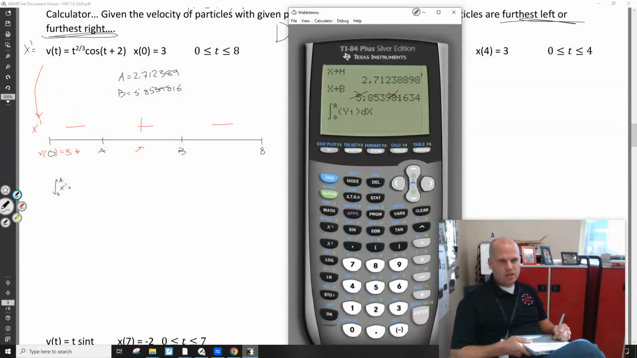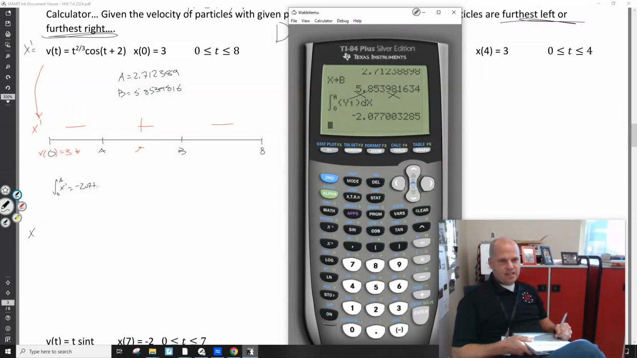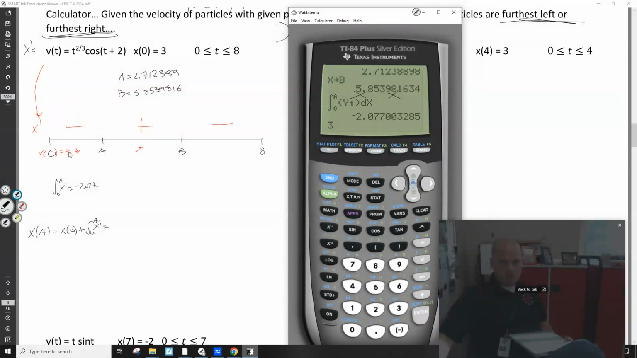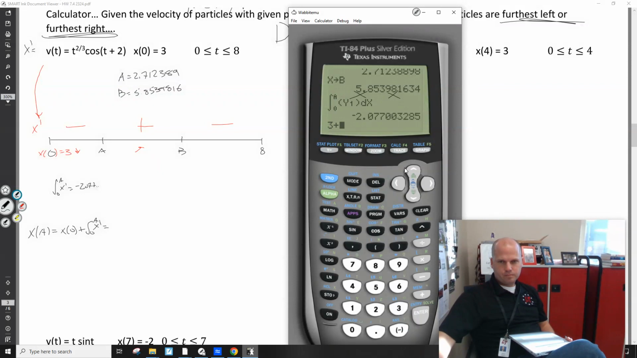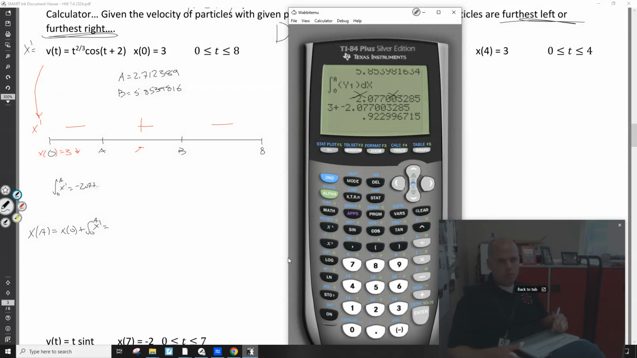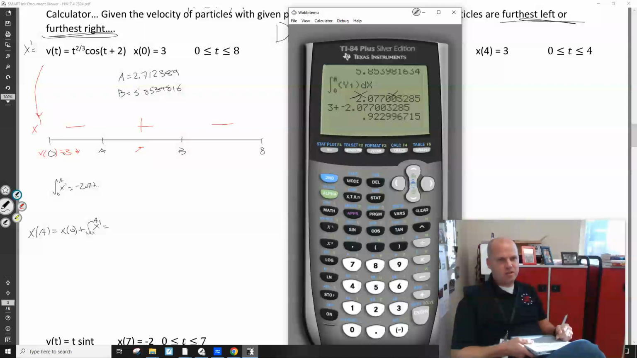And we can see we decrease 2.077. That means x of A equals x of 0 plus the integral from 0 to A of x prime, which equals 3 plus this number. You will need to have this kind of written down statement to show that you added these two values correctly together, and you get 0.922... because there's more going on. Don't round until your end. Keep this value in your calculator. We're going to use it.